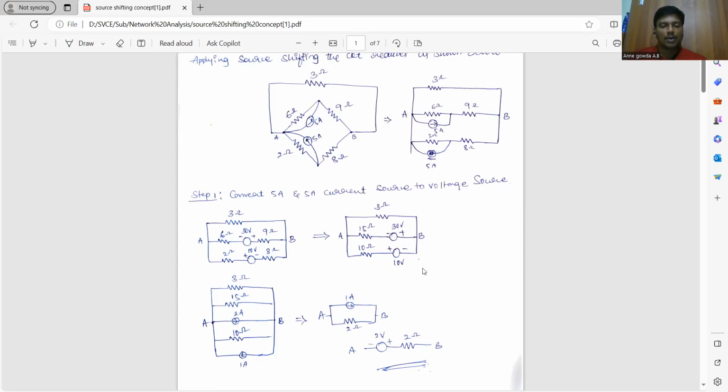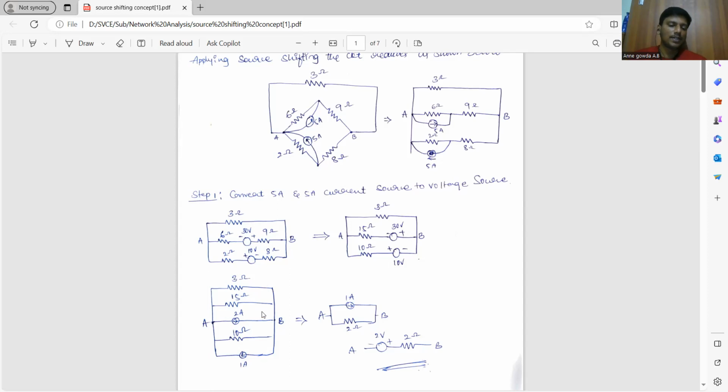Okay, 2 amps, and connect the same 15 ohms in parallel. And this 10 volts, so I is equal to V by R. 10 by 10 it is 1 amp, and the positive polarity is towards the left, so the current will be traveling from right to left as indicated, and connect the 10 ohm in parallel.